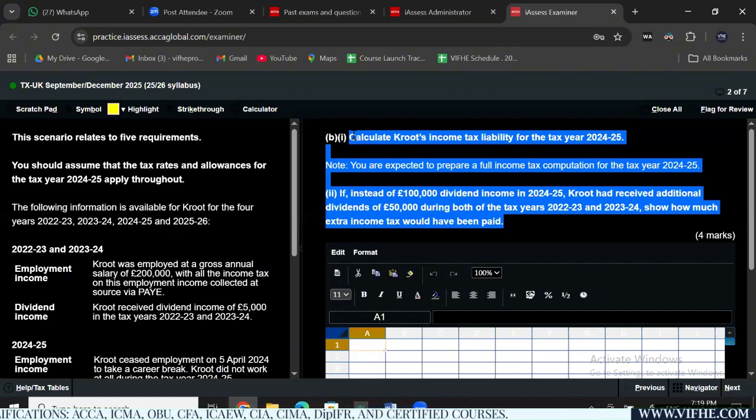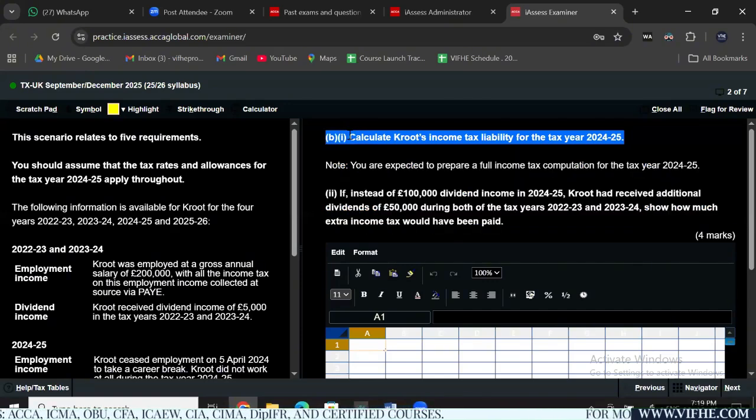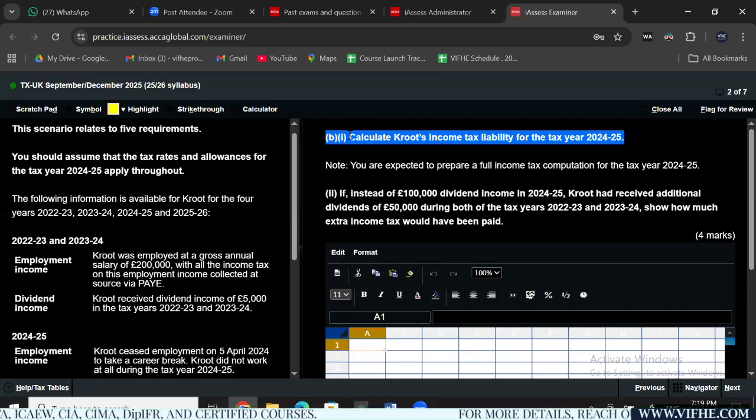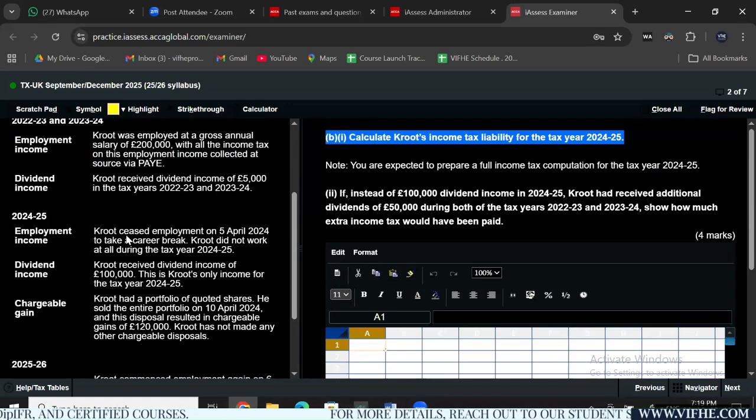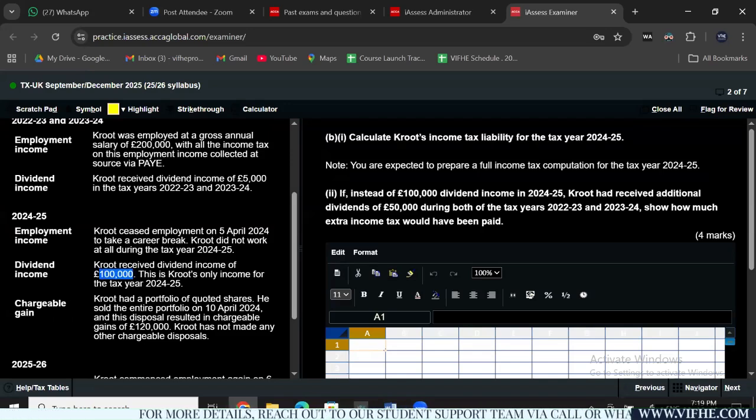So I am going to deal with the calculation of simple income tax liability for the tax year 24-25. Let me just take you to the data of 24-25. Here, Crude has ceased employment. He's on an employment break and he has got a dividend of £100,000. So keeping these points in mind, let's quickly start calculating his tax liability.